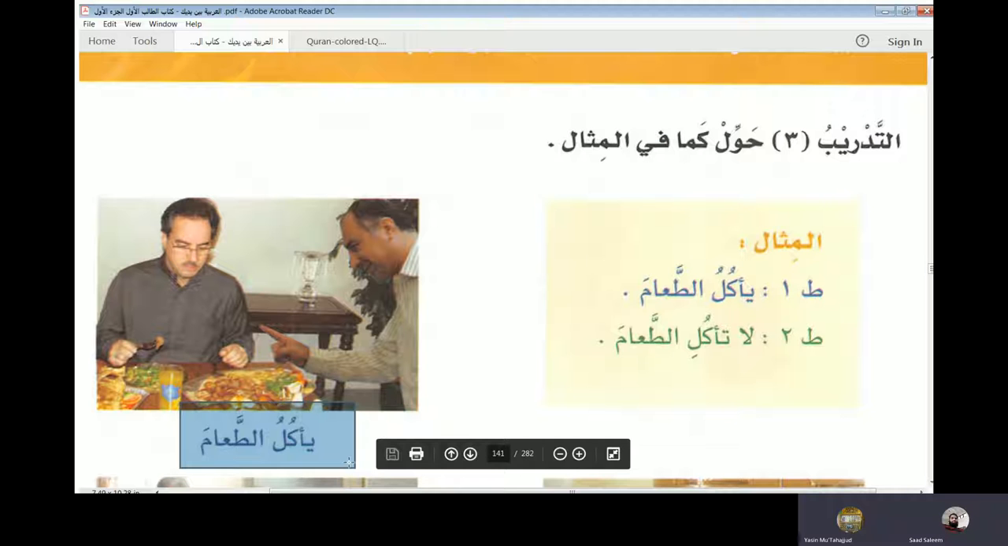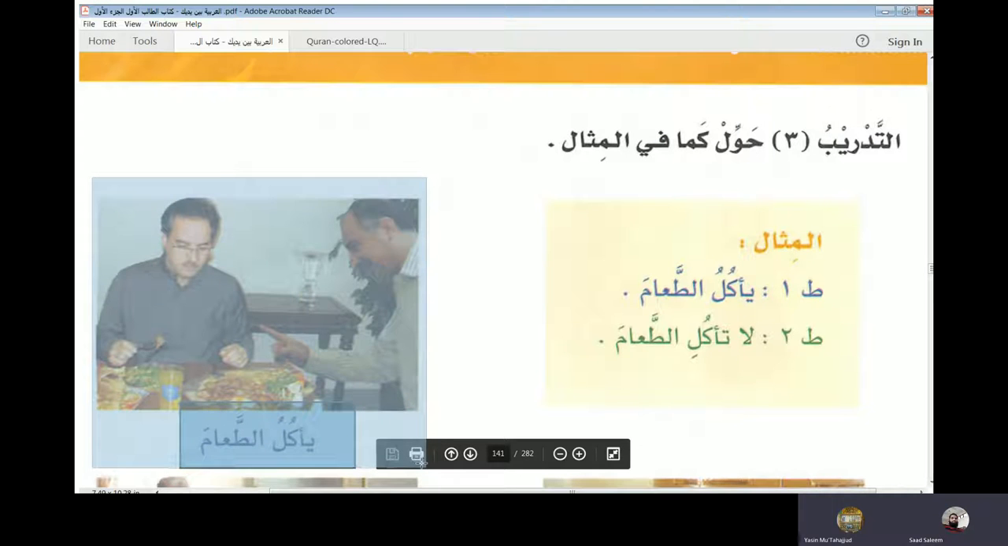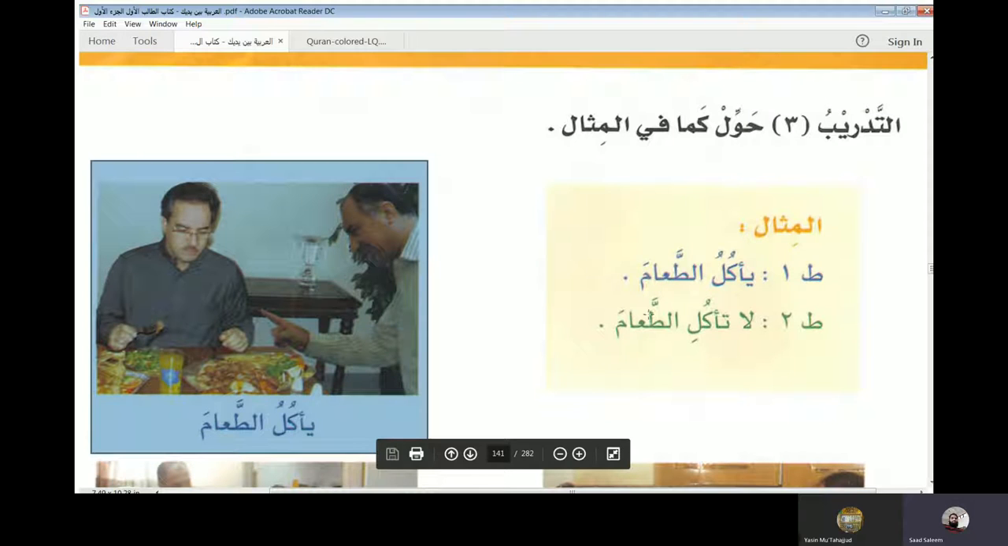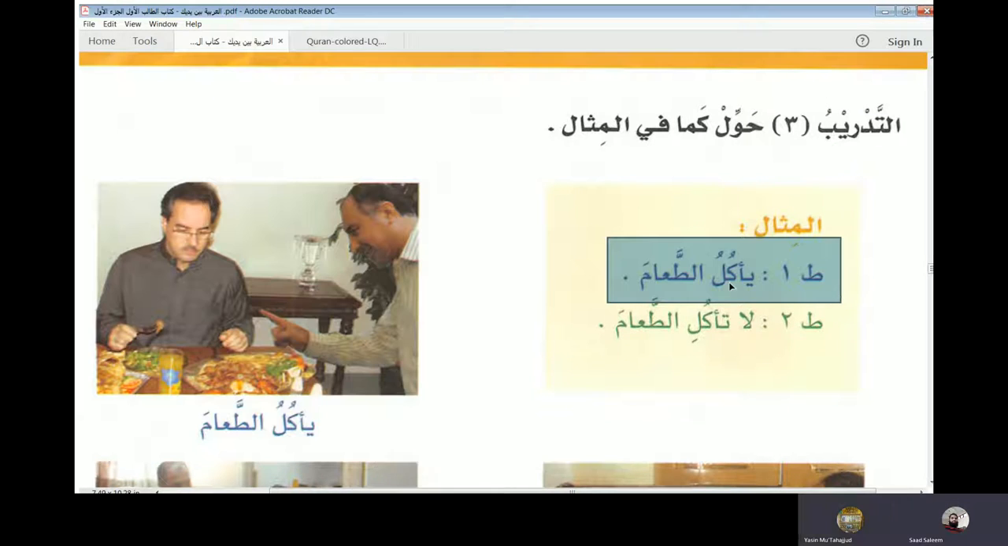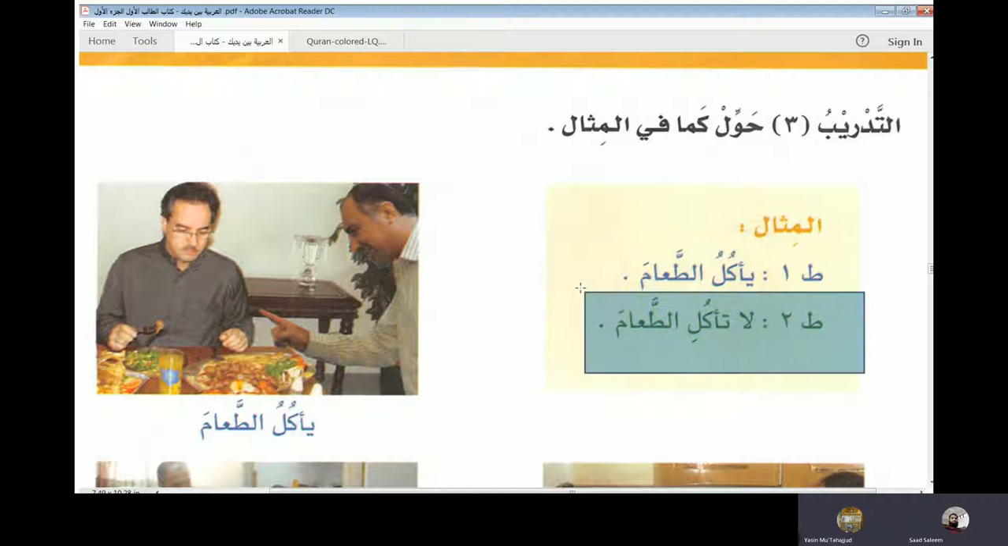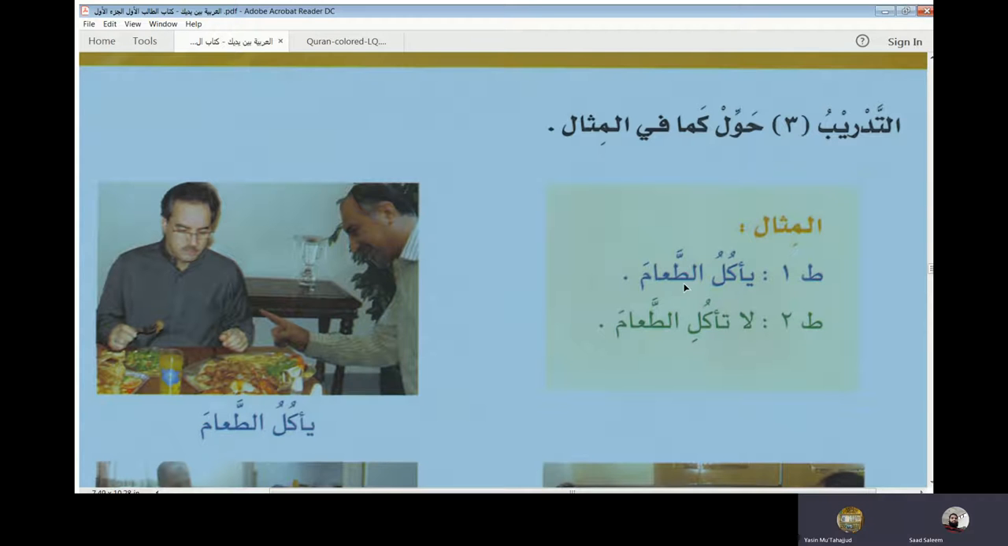Okay. So here we have a picture. Ya'kulu ta'am, he is eating food. So the first student will tell: Ya'kulu ta'am, he is eating food. The second student will say: La ta'kul ta'am, don't eat food. Okay? Oh, okay. He is eating food, then don't eat food. Okay, I feel now. Look, here we are using Damma. Here we are using Kasra. Why?